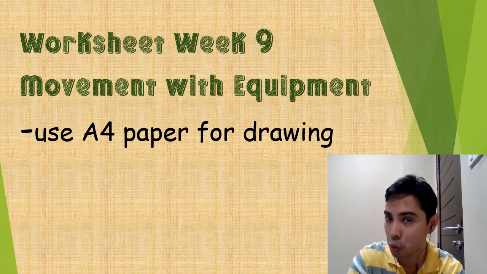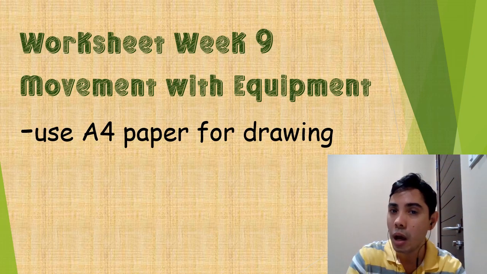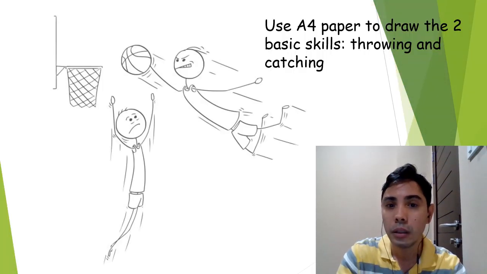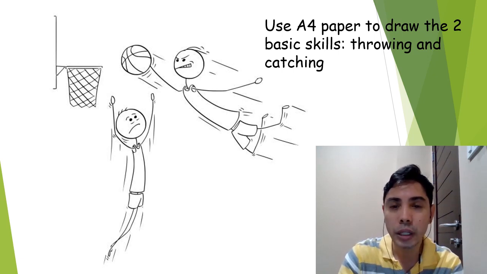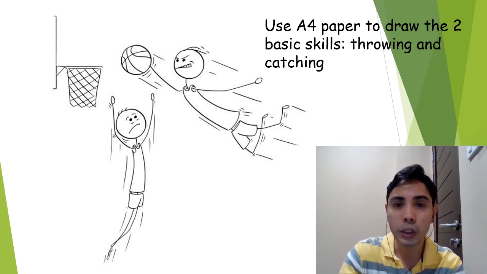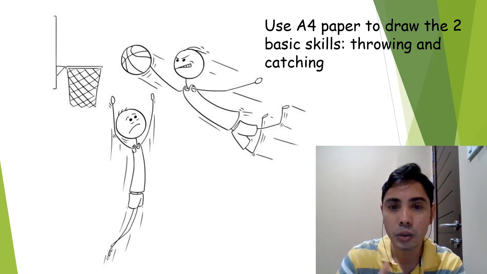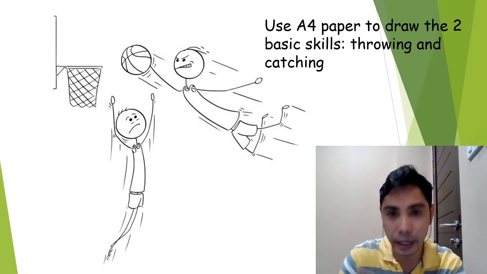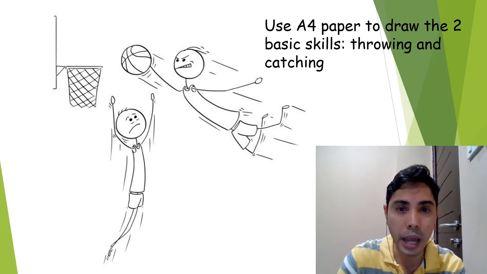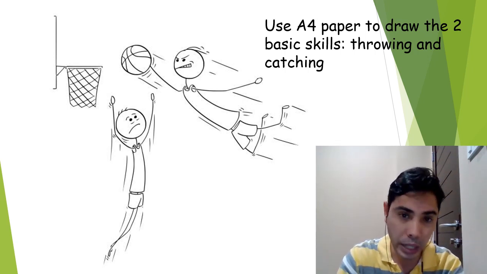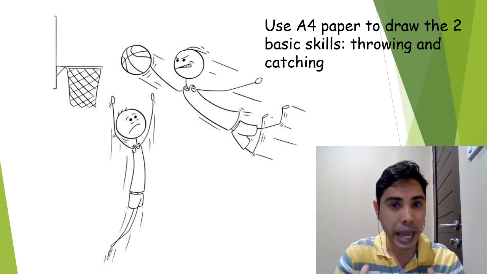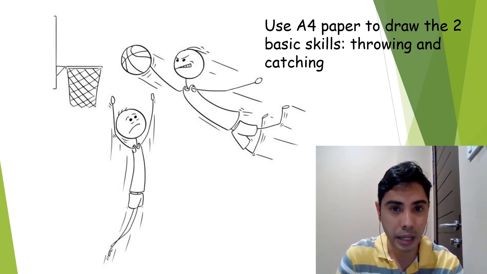And now you know. Now, I want you to draw this. Show teacher that you can draw a picture of the two basic skills, throwing and catching. And I will put a big check and a big star next week when I get them. Okay? So that ends our lesson today.